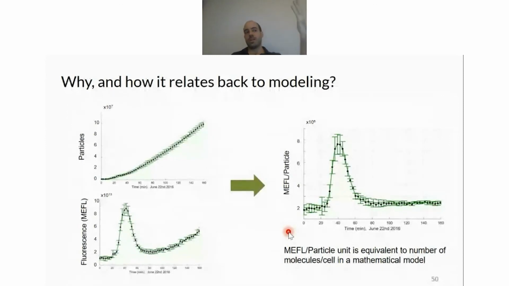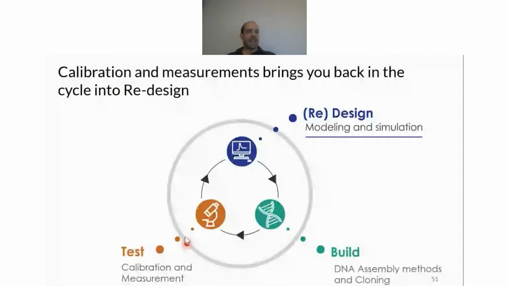And that is what we were modeling with our P. Remember, in the previous part of the presentation, P was the number of molecules of the protein that we have inside one cell. So here is the way that we relate the experimental data, if you have it calibrated, with the output that we get from the model. So with these two together, we can effectively go back in the cycle. Calibration and measurement will help us to go from measuring our system back into the design, modeling and simulation, where we can feed back the information that we got from our constructed circuit.